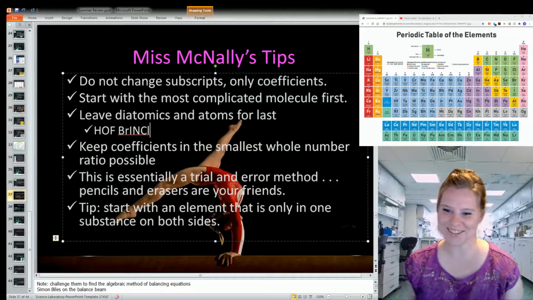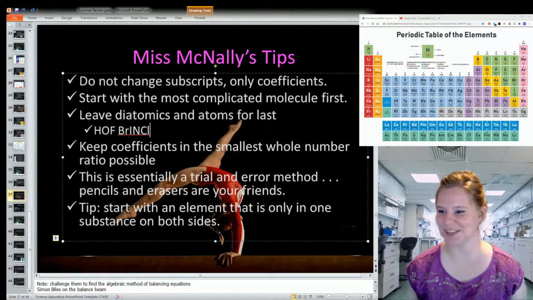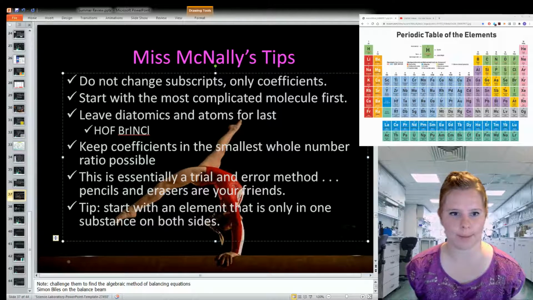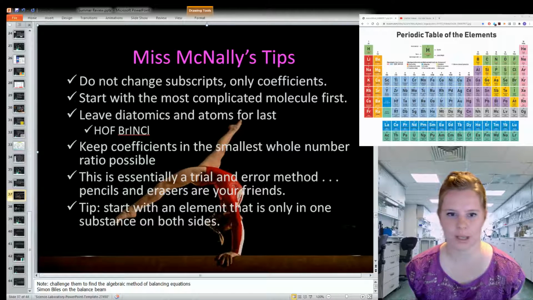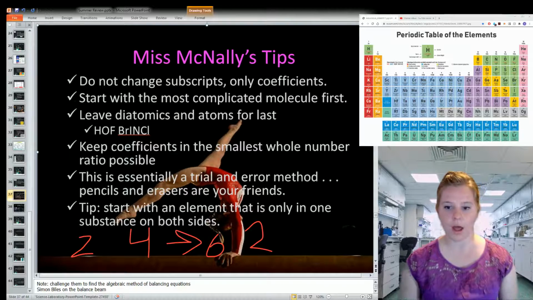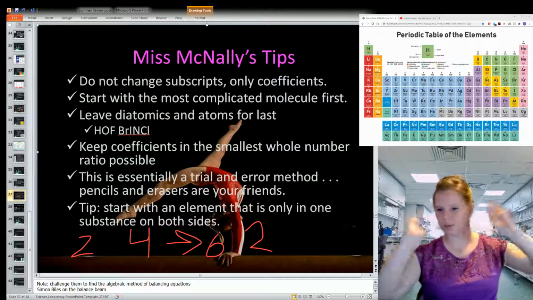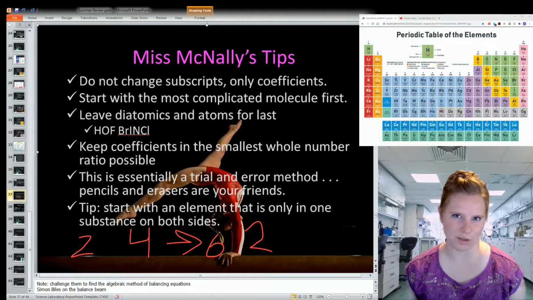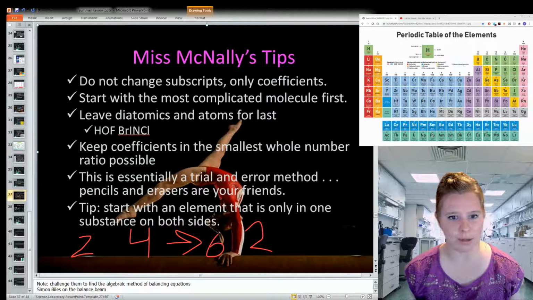Don't forget, with big problems, this one can catch you sometimes: keep the coefficients in the smallest whole number ratio possible. What does that mean? Okay, so let's say that you end up with coefficients of 2, 4, 6, 2. I don't know what equation this would be, but those are they. Oh, I'm done, and you check and it balances and woohoo, I'm done with this problem. The issue there is that those are not in the smallest whole number ratio because they all divide by 2. So really it would be better to be 1, 2, 3, 1.